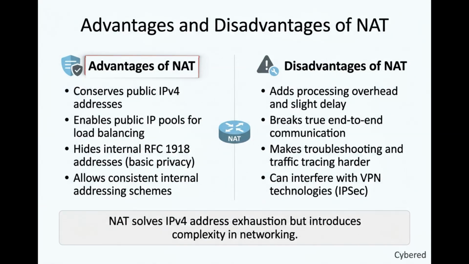The key advantages of NAT: it conserves public IPv4 addresses, allows use of public IP pools for load balancing, hides internal RFC 1918 addresses, and lets organizations maintain consistent internal addressing. The disadvantages: it adds processing overhead and slight delay, and this can impact VoIP, breaks true end-to-end addressing, complicates troubleshooting and traffic tracing, and can interfere with VPN technologies like IPsec. NAT solves the IPv4 exhaustion problem for private networks, but it introduces trade-offs that network engineers must understand.